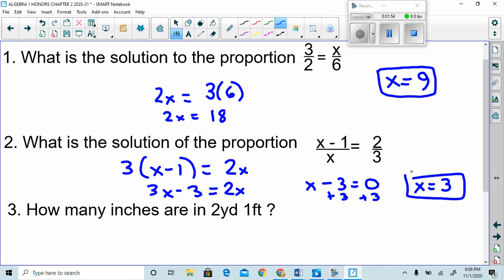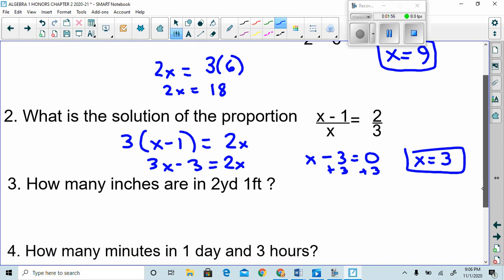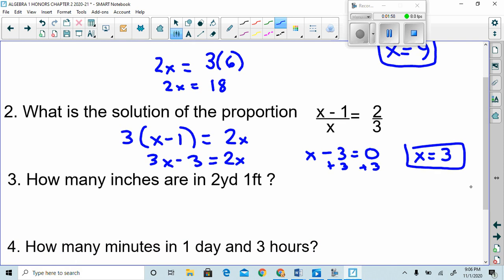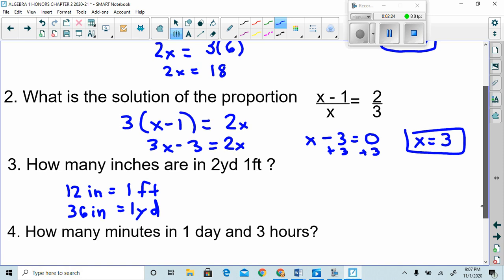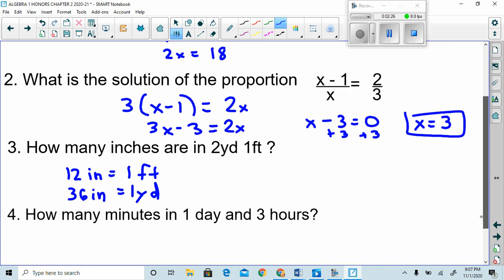Okay. Then we talked about some conversions. How many inches are in 2 yards and 1 foot? Well, we have to remember the conversion of 12 inches equals 1 foot. Now that could be helpful here. We could also think about how there are 3 feet in a yard and 36 inches in 1 yard. So again, knowing some simple conversions is helpful in a problem like that. Go ahead and come up with your inches.